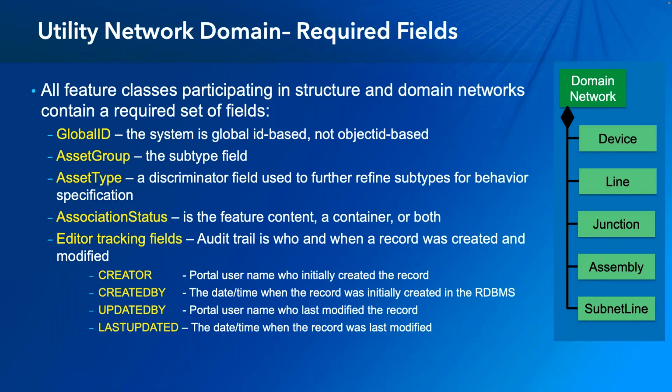But when we look inside of each of these different feature classes, there's a couple of required fields that need to be there. We've added these to the PODS model. So Global ID, this thing called asset group, and asset type. This is how we specify, when we get into the device, junction, and line, what type of device it is, what type of junction it is, what type of line it is, some association statuses, and the normal editor tracking. That's really what we're requiring at the core.